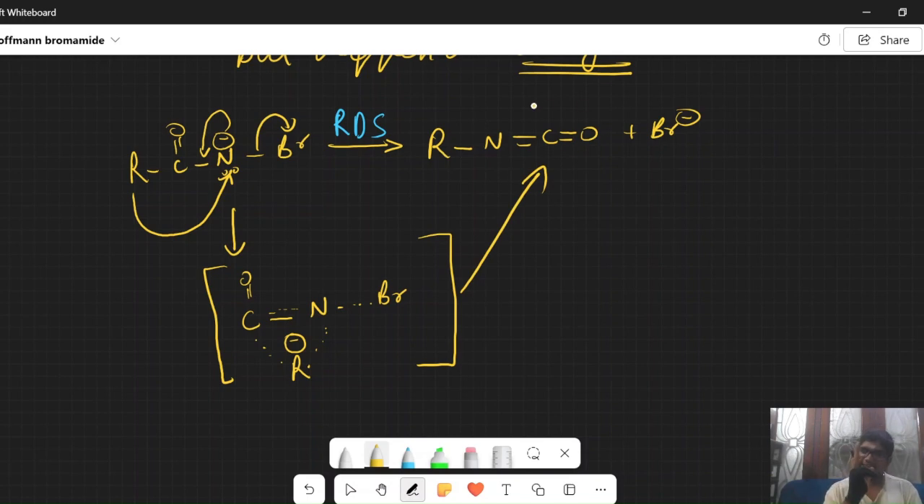So a cyclic transition state is formed in this reaction, and many other experimental evidences later proved that in fact a cyclic transition state is formed. Now how can we prove a cyclic transition state is formed? The experimental evidence comes from two competing reactions.